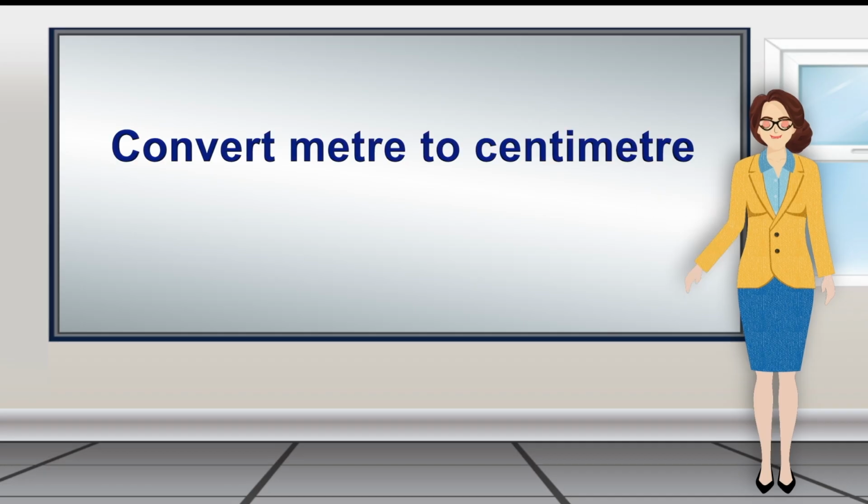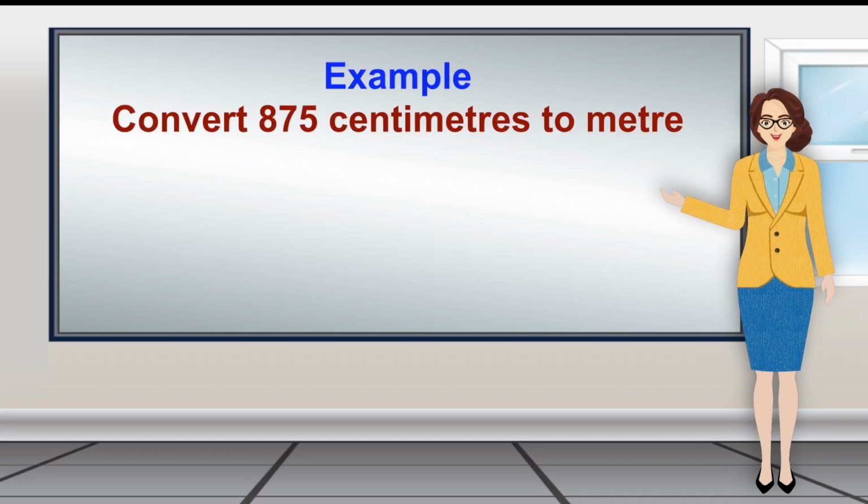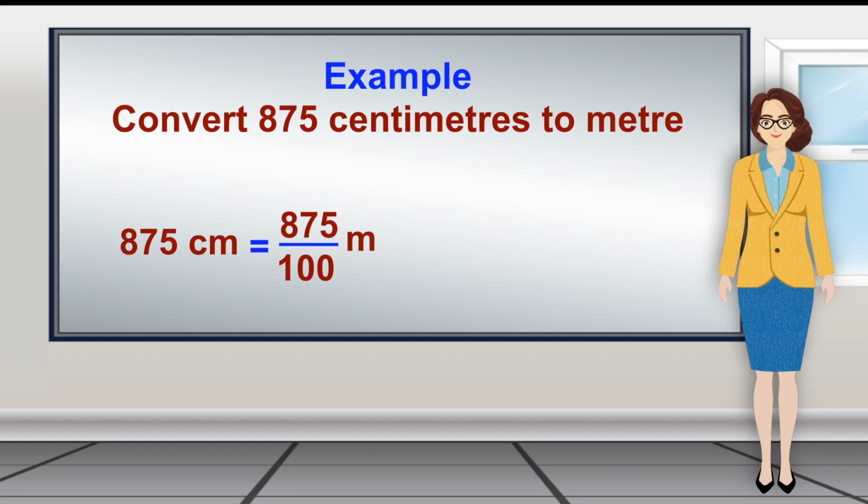Let us convert meter to centimeter by an example. Convert 875 centimeters to meters. As we know, 1 meter is equal to 100 centimeters. So we will divide 875 centimeters by 100, which equals 8 meters and 75 centimeters.